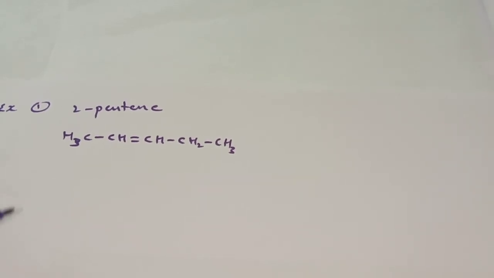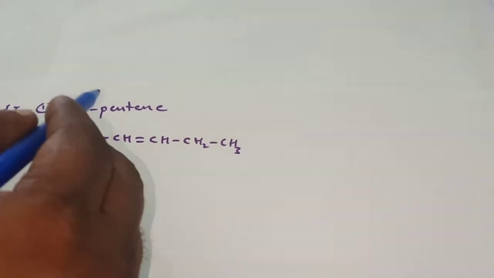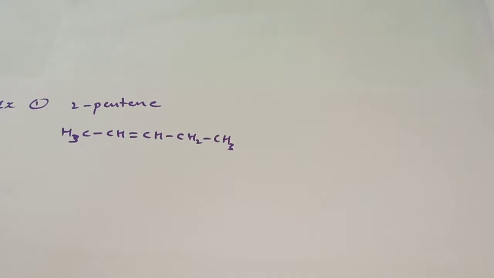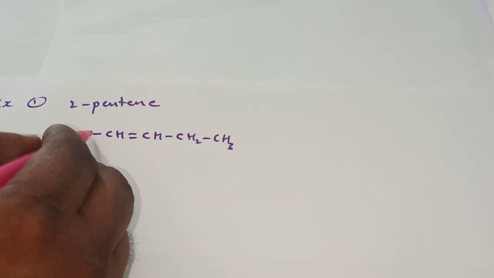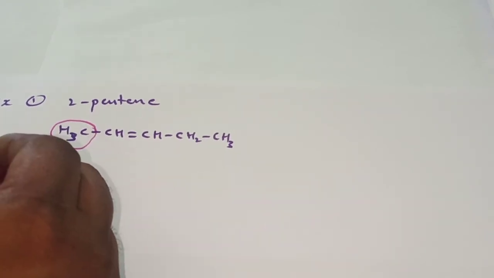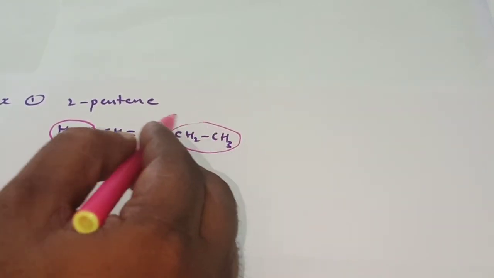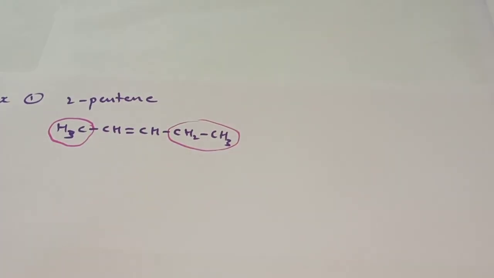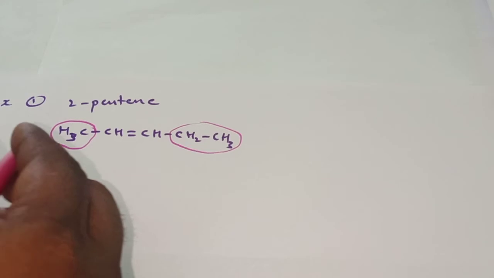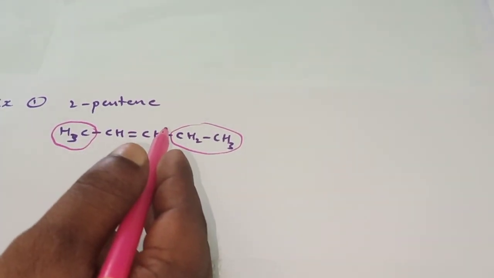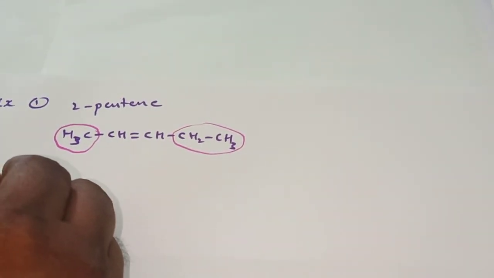After writing the structure, we have to observe the ends. Ends means the groups present on the double bonded carbons. So what are the groups present on the double bonded carbons here? On this side one methyl group is there and on this side one ethyl group is there. Observe whether this alkene has the same kind of ends or different kinds of ends. Yes, very good, it has two different kinds of ends. So that means R is not equal to R prime. In this case, what is the number of geometrical isomers?